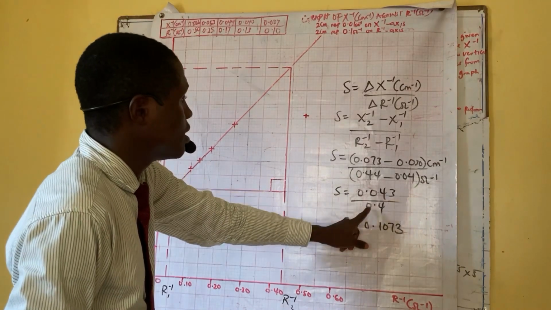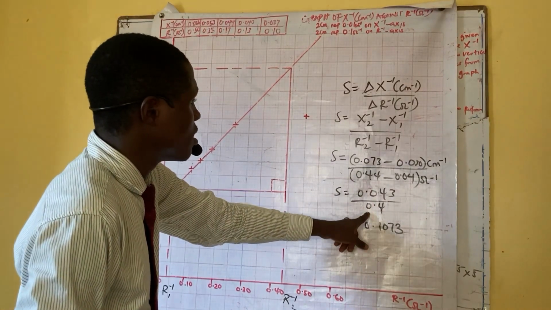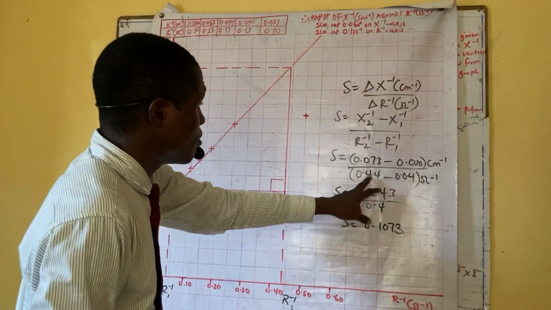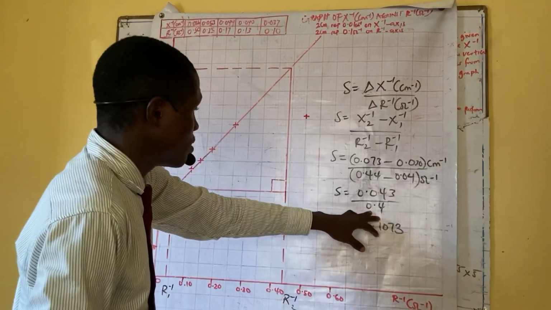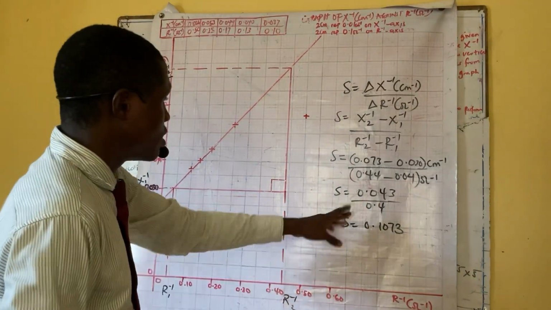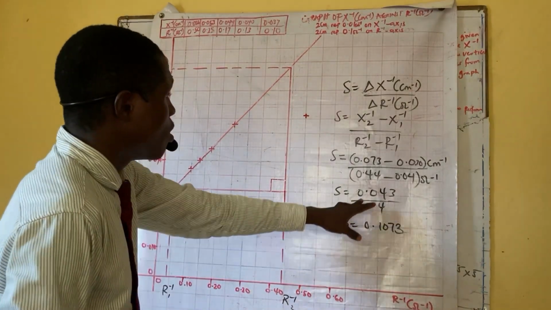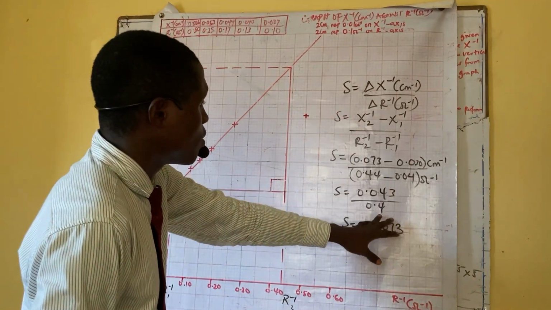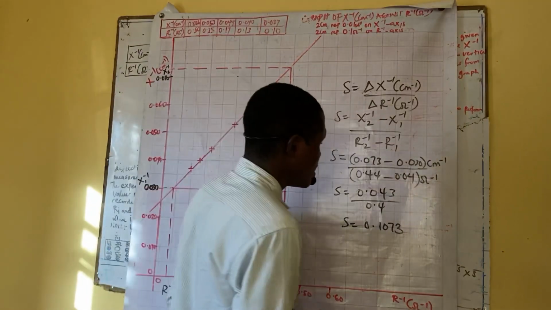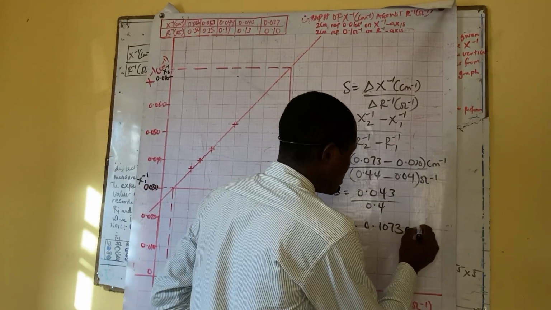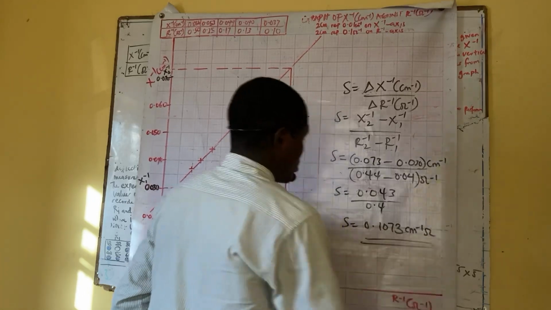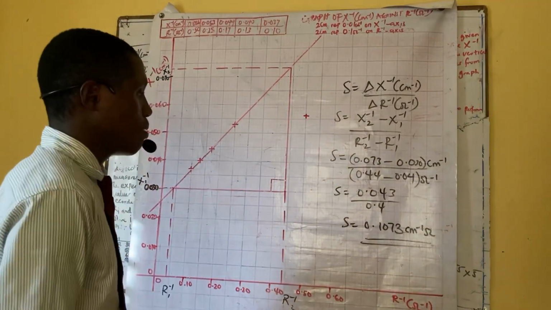So then this one minus this one gives us what? Because this is 0.044, so 0.044 minus 0.04. So that's how we get it. And the unit here is what? Per centimeter, and this one goes up ohms. So that's that about this.